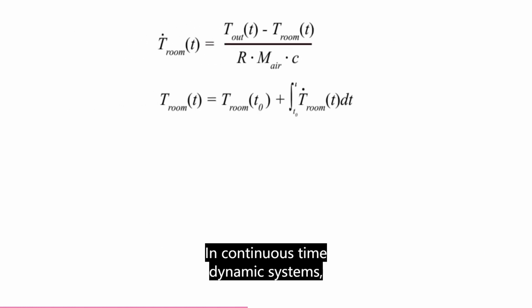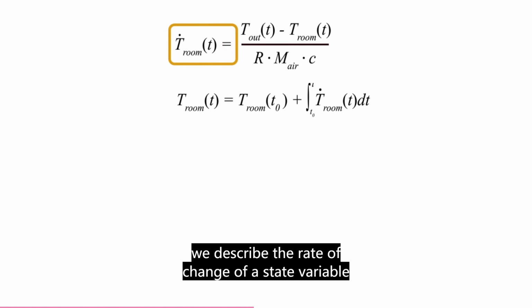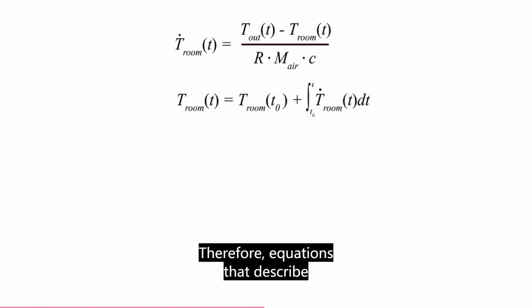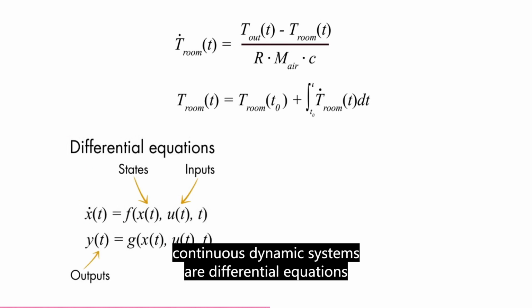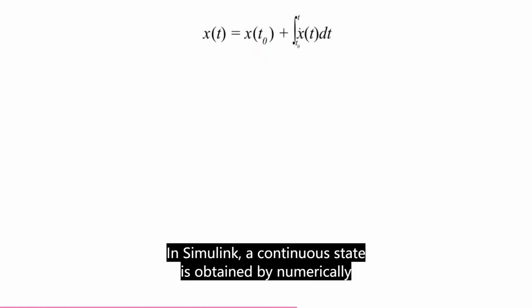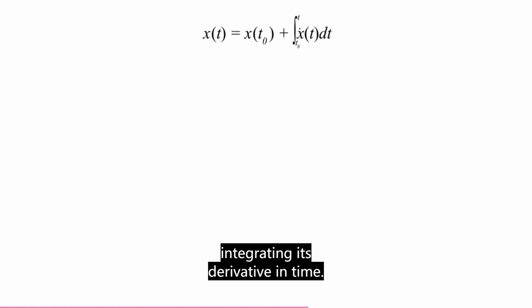In continuous time dynamic systems, we describe the rate of change of a state variable with its time derivative. Therefore, equations that describe continuous dynamic systems are differential equations, or they're state space representations. You can use Simulink to solve these equations and predict the system's behavior. In Simulink, a continuous state is obtained by numerically integrating its derivative in time.